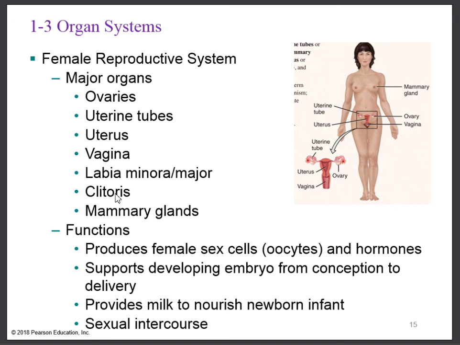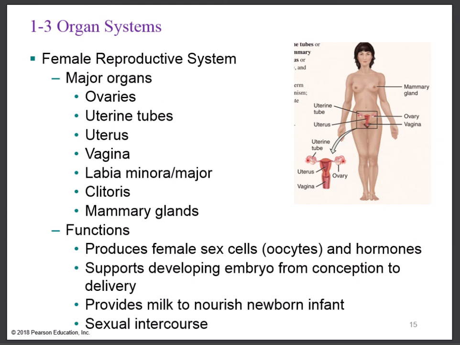Then there's two folds of skin, the labia, which help to protect the entrance of the vaginal canal. These are called the labia minora and the labia majora. Similar to the male penis, there's the clitoris, and then to nourish once a baby is born, the mammary glands. Right? So these are all part of the female reproductive system.